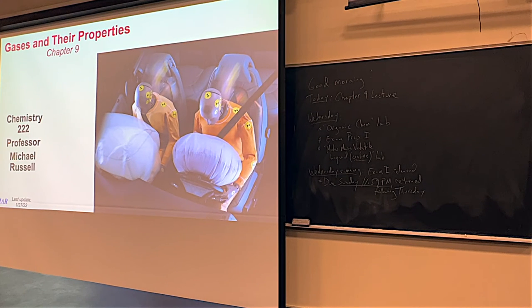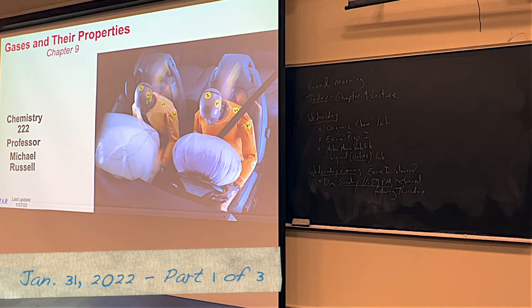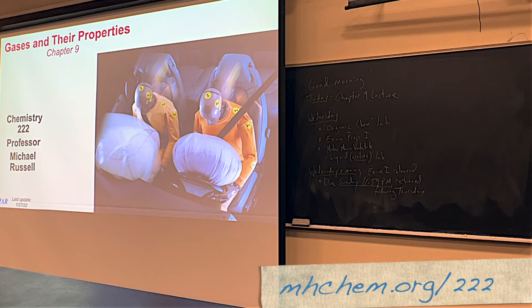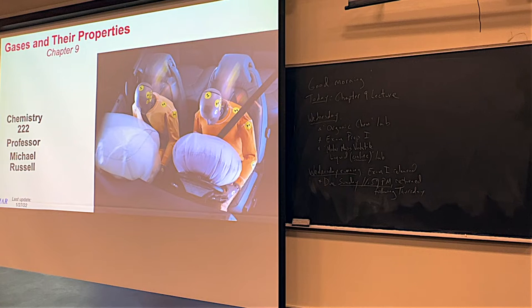Today what we're going to do is start looking at chapter 9. This material is the beginning of the next section of Chem 222. While we just got through Lewis structures and hybridization and organic chemistry, now we're going to start looking more at the states of matter. So this section's on gases, the next section's on liquids and solids, and then we'll also look at solutions.